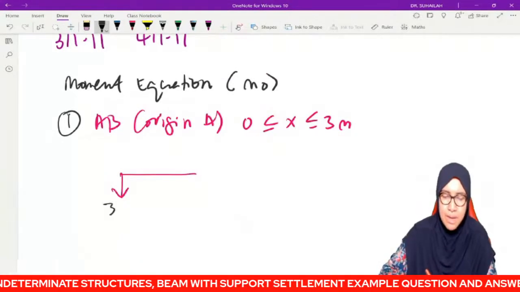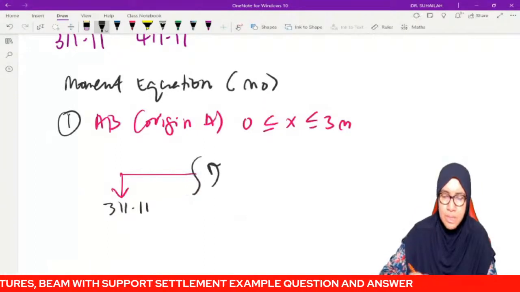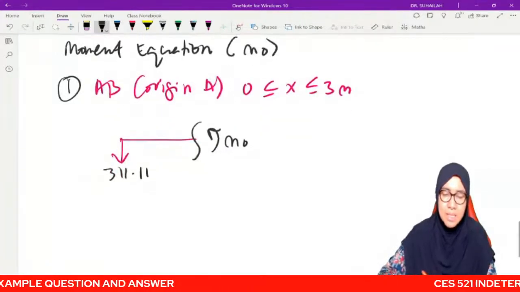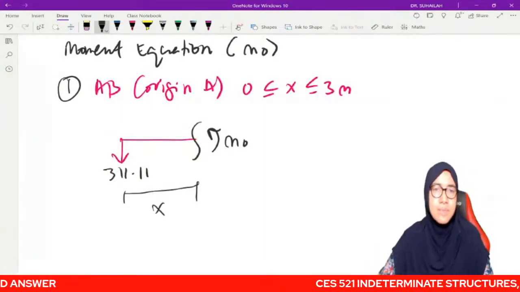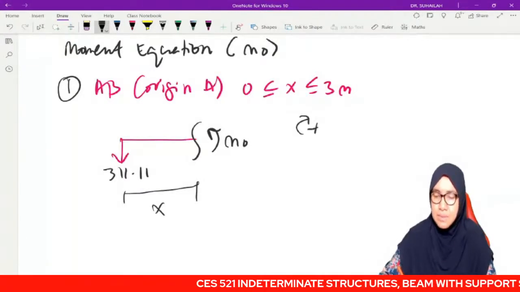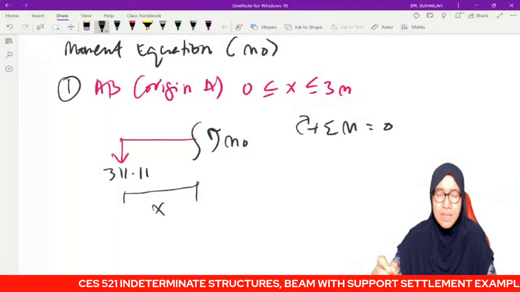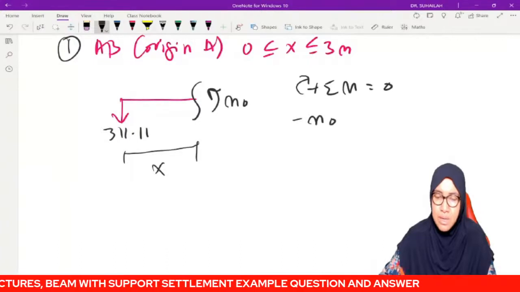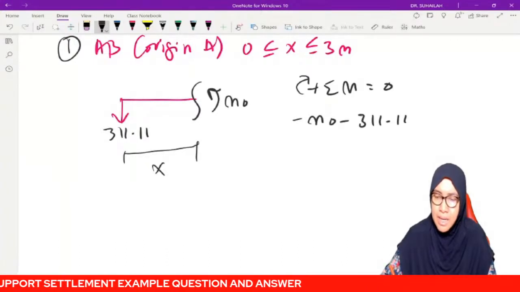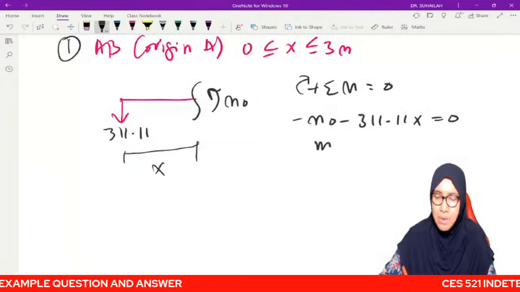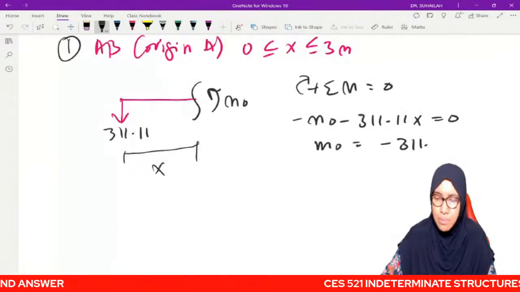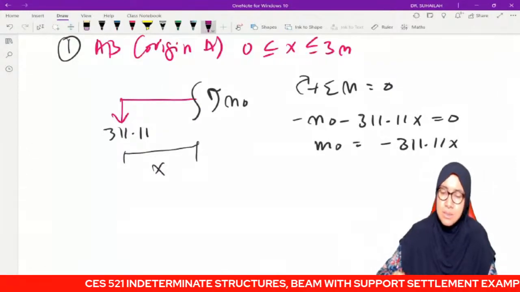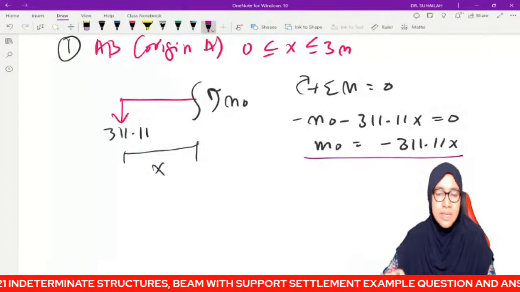This is 311.11. So the moment is anti-clockwise. So this is M naught, and the distance is X. Taking moment at the cutting point equal to 0, we get negative M naught, negative 311.11 X. So we get M naught is equal to negative 311.11 X. Okay, this will be the first section.